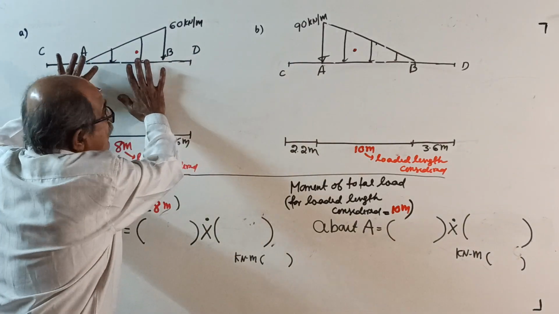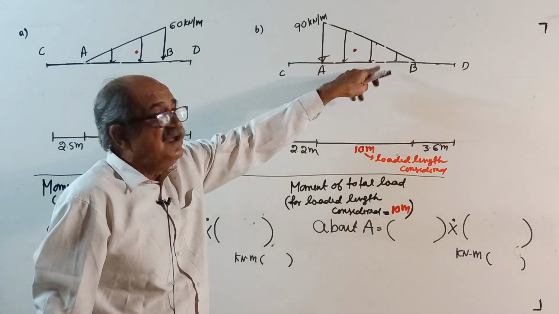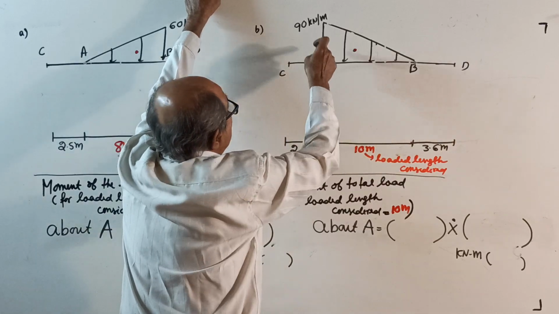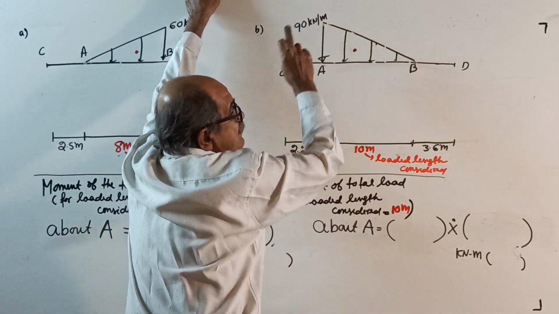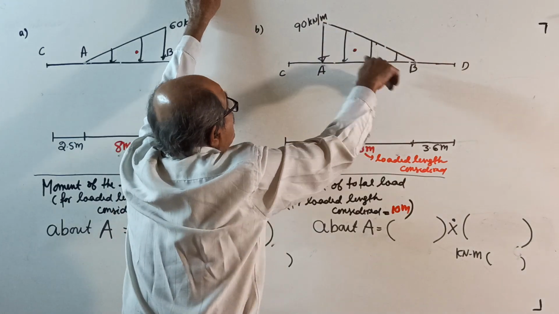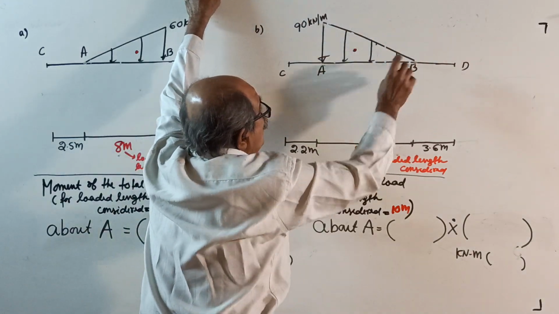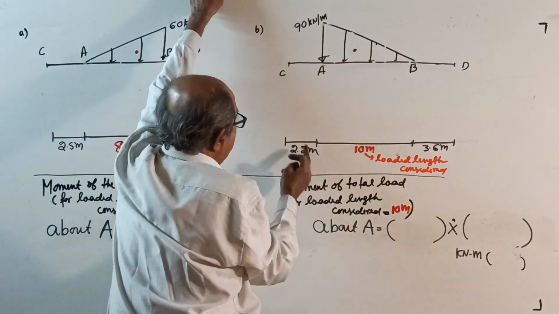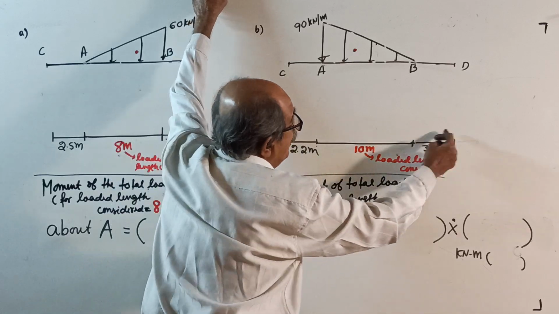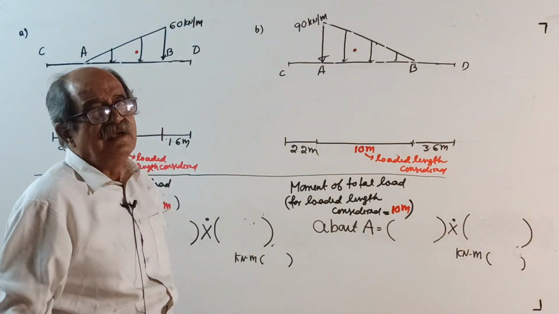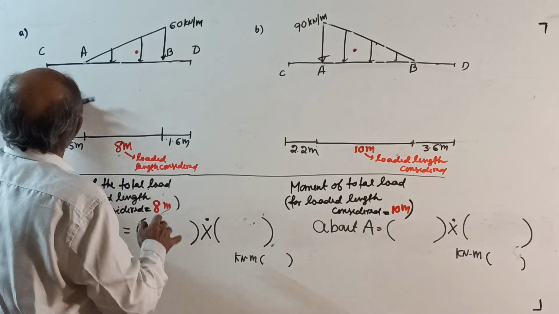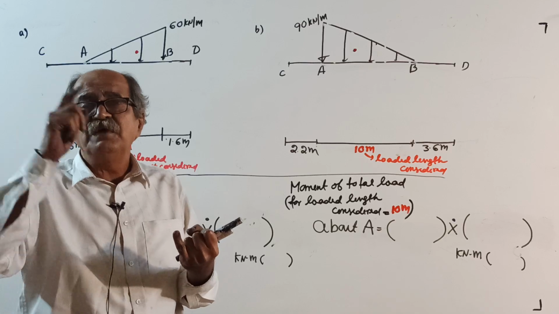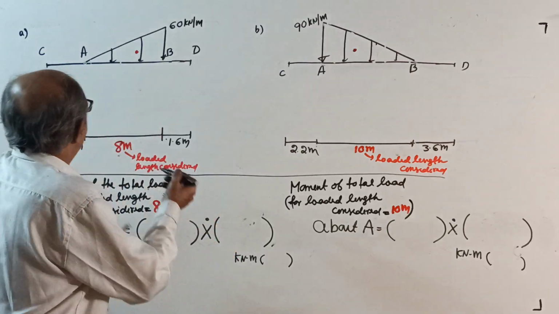After completely over, when you go there, you write: uniformly varying load represented by a right angle triangle, left side maximum intensity 90 kN per meter. As you go to the right side, it linearly decreases to 0 at the right end, and the loaded length is 10 meter. One point C here, I decided 2.2, and one point on that side 3.6. Right. Now, what we want is the same thing: the magnitude of the total load, I wrote last time.